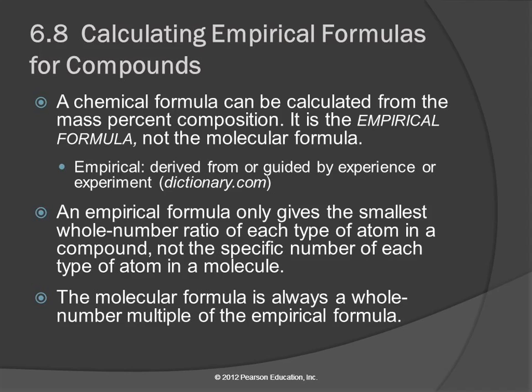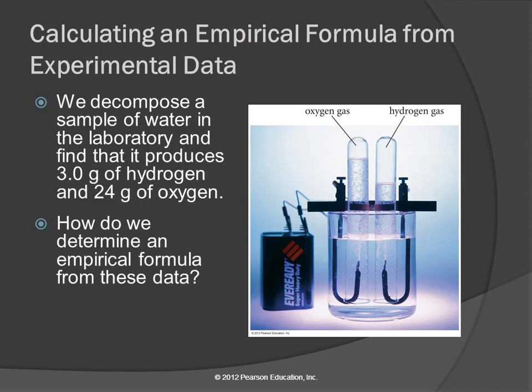But the formula that we get is called an empirical formula. Empirical means derived from or guided by experience or experiment. This is a practical thing. The empirical formula is going to give the smallest whole number ratio of each kind of atom in a compound. It doesn't give us the specific number of each type of atom in a molecule. And the molecular formula, which does tell us how many atoms of each element are in one molecule, is always going to be a whole number multiple of the empirical formula. So that probably didn't make a whole lot of sense.